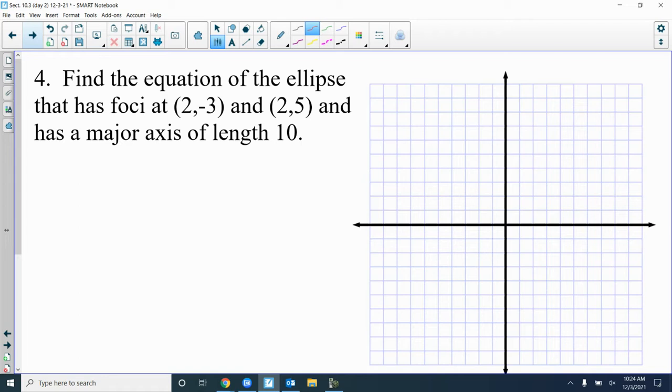Foci (2, -3) and (2, 5), and a major axis of length 10. All right, can we find the center? Aiden, any ideas? No. Is that a no or an I don't know? Probably not. All right, not sure.